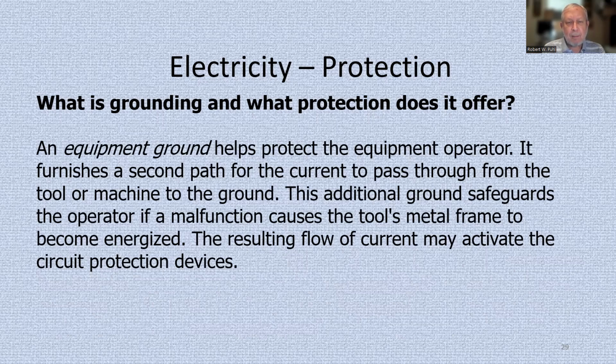The equipment ground helps protect the equipment operator. It furnishes a second path for the current to pass through from the tool or machine to the ground. This additional ground safeguards the operator if a malfunction causes the tool's metal frame to become energized. The resulting flow of current may activate the circuit protection devices.